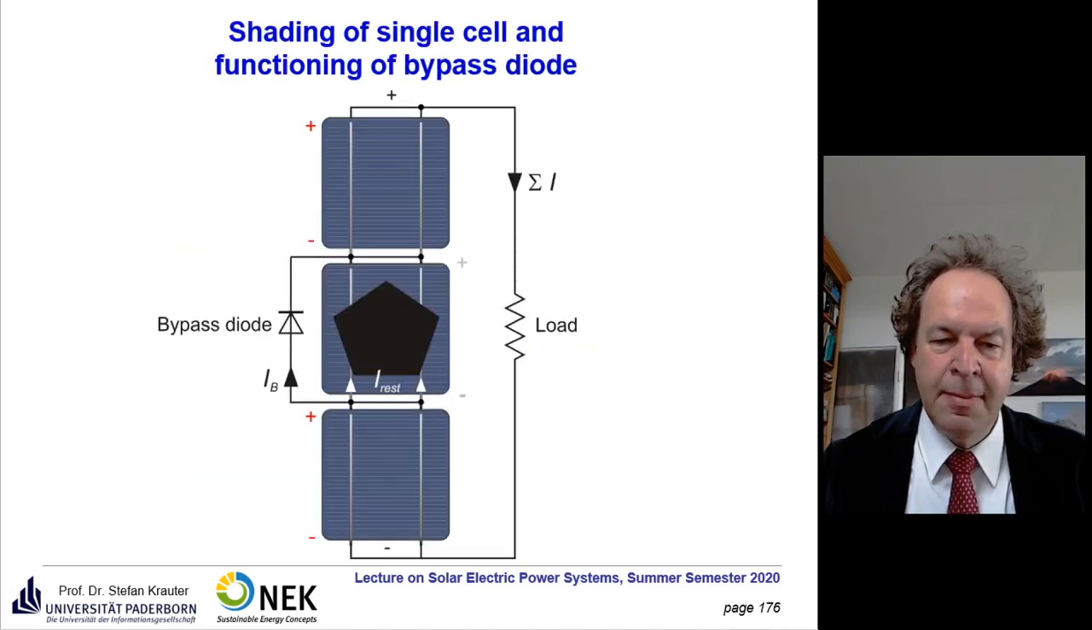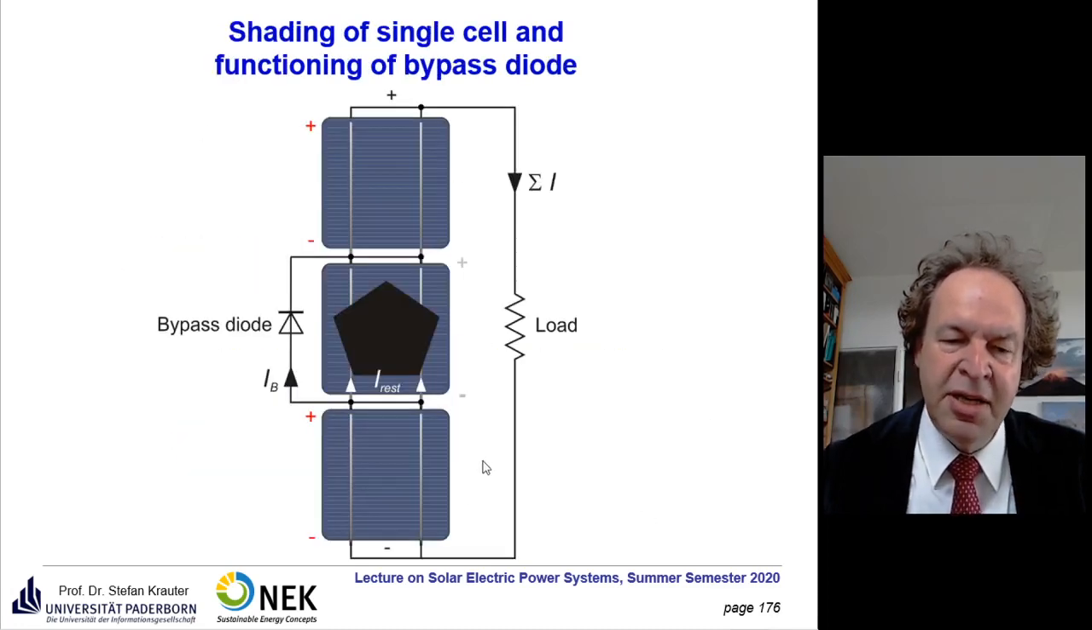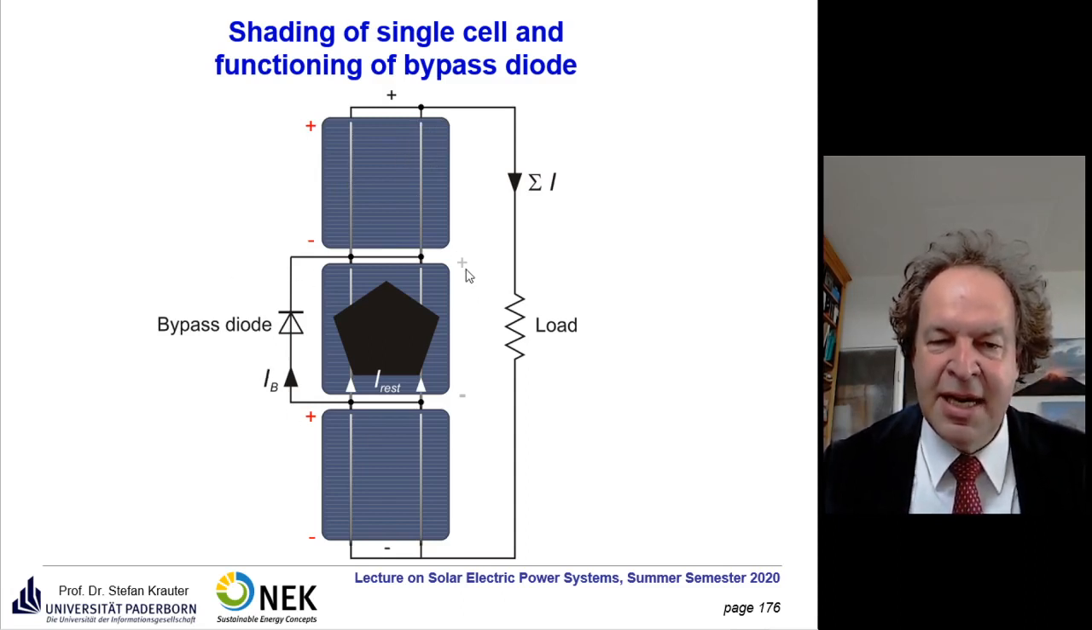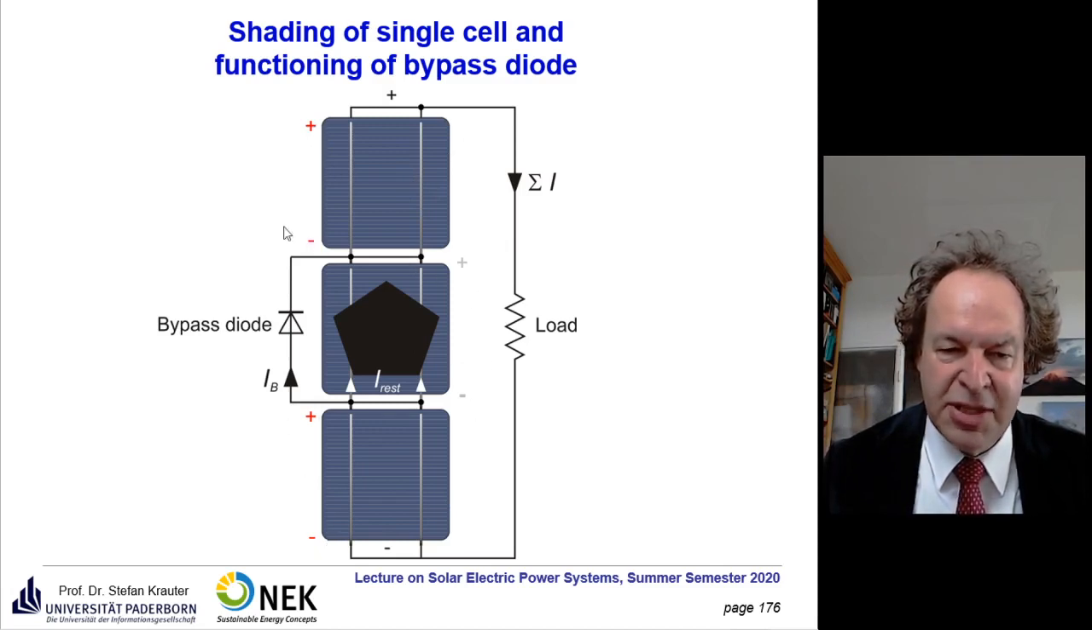I'll explain, wait a minute. You can see it here. Here we don't have 36 cells, we only have 3 cells. Normally, disregard the bypass diode, please. Usually what happens is you have first fully illuminated cells. So we have plus minus from the first cell, plus minus from the second cell, and plus minus from the third cell. So all the voltages add up. The current is all the same.